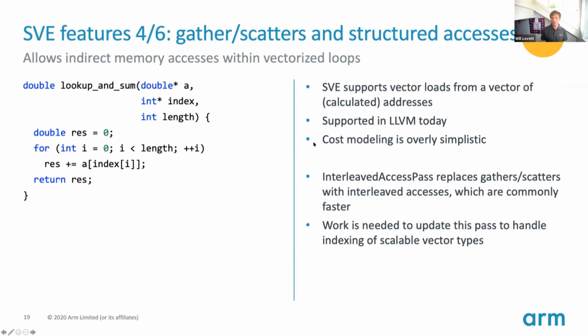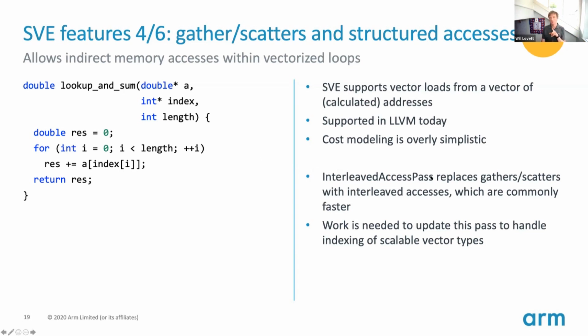A problem that we're starting to run into here is that the cost modeling of it is too simplistic. The cost modeling today assumes a cost based on effectively all of the loads in the gather being scalarized and being done independently, which is overly pessimistic. So for at least some microarchitectures, a gather might be significantly cheaper than that. So we need to do some work there.